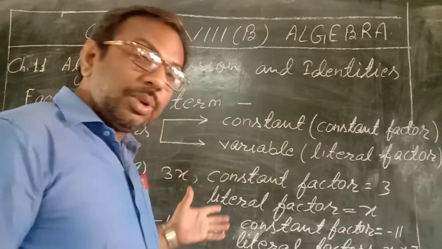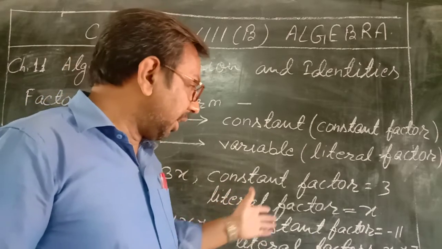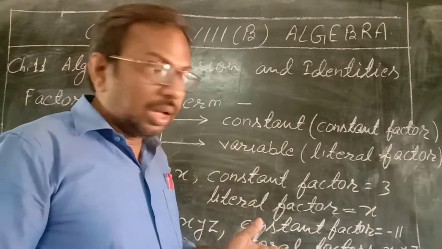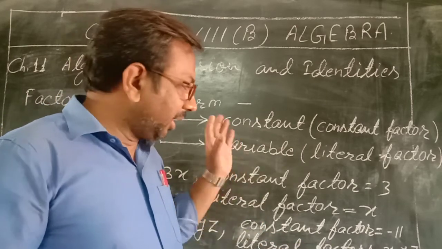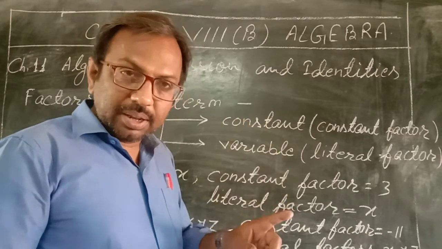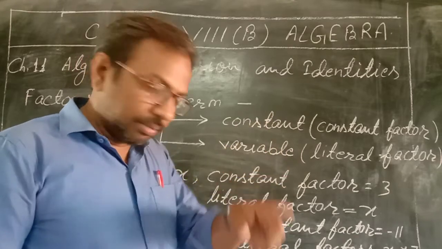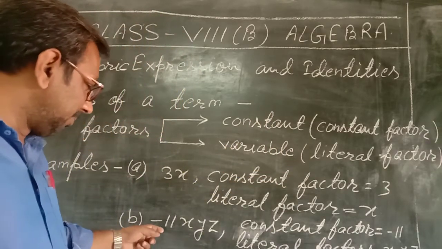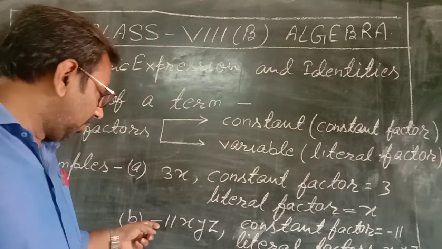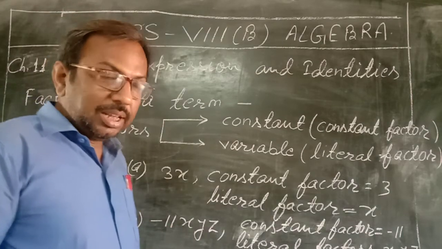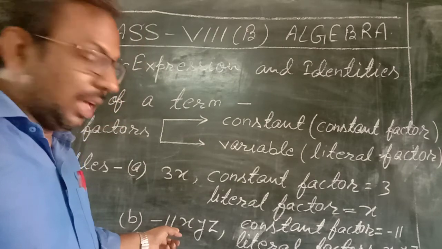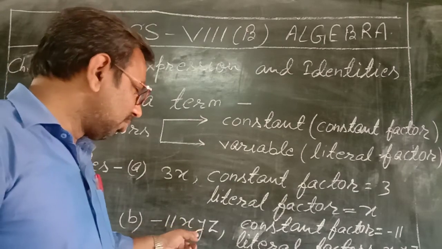So the sign will not go with the variables or the literal factors. The sign will always go with the constant factor. If any constant factor is not there, let us understand there is 1, and that sign will be used with 1. I repeat this example, minus 11xyz. Suppose here 11 is not written, you have minus xyz only, then you say minus 1 is the constant factor, and the literal factors are x, y and z.